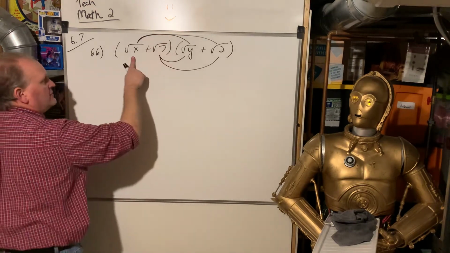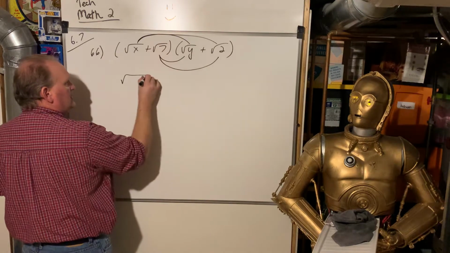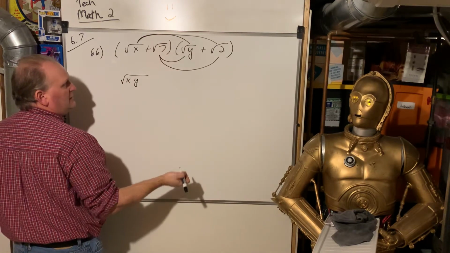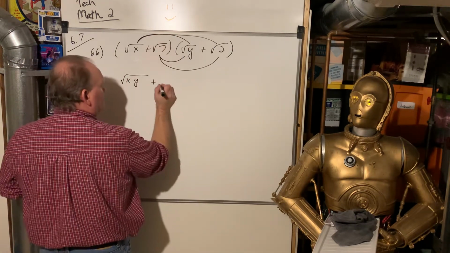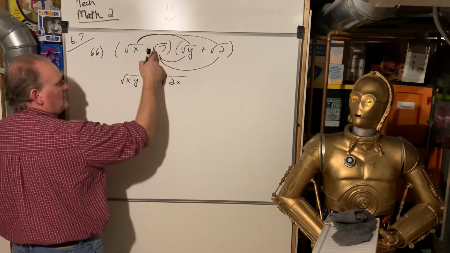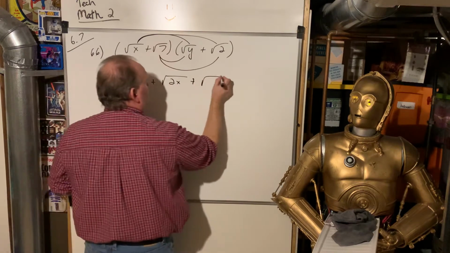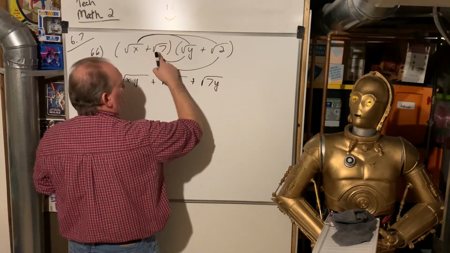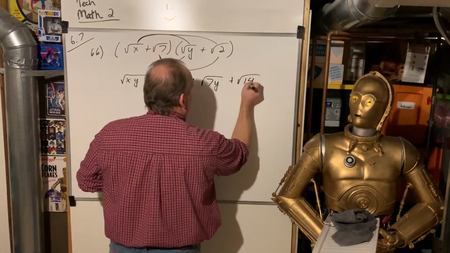So the square root of x times the square root of y, they're both under square roots. So you can put it all under the same square root and say the square root of xy. The square root of x times the square root of 2, they're both under square roots. You can just say the square root of 2x. Square root of 7 times the square root of y, both under square roots, square root of 7y. And the square root of 7 times the square root of 2 is the square root of 14.